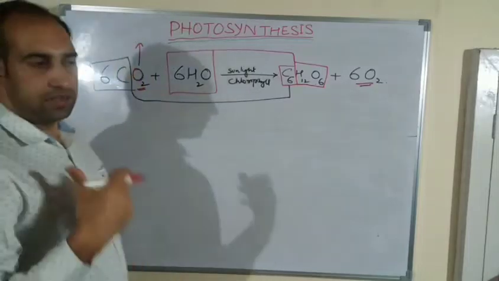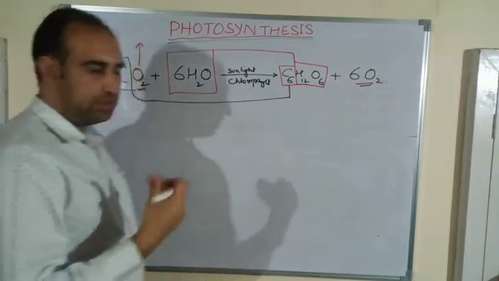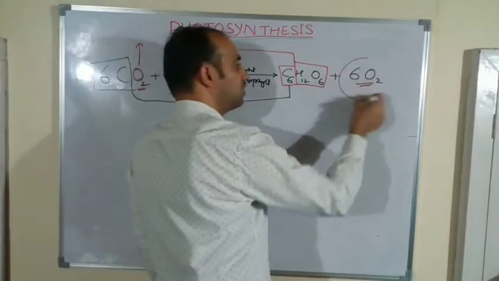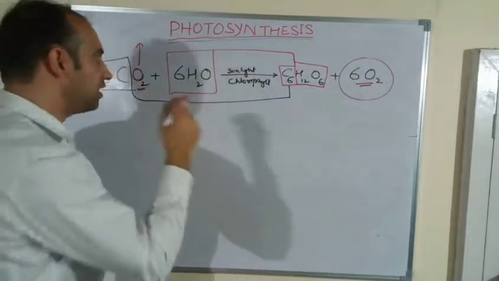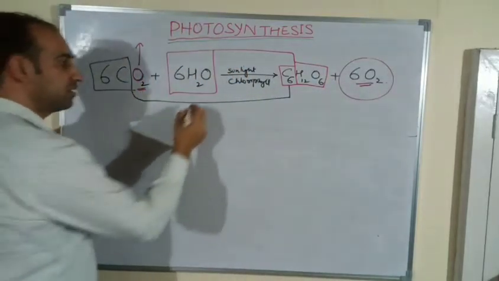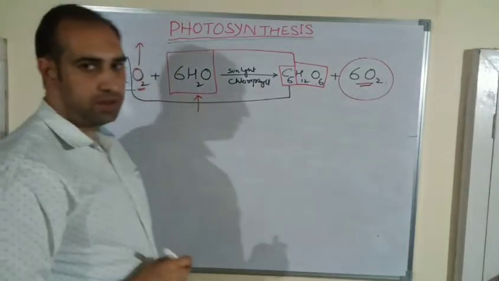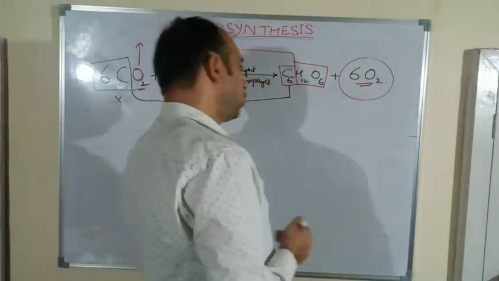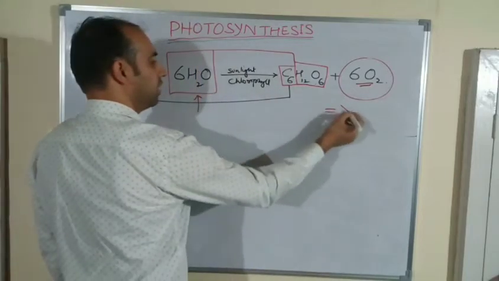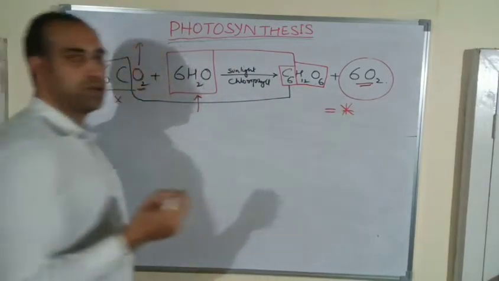Many scientific evidences have shown that the oxygen released during the process of photosynthesis comes from the water and not from the carbon dioxide. So this equation is a wrong equation.